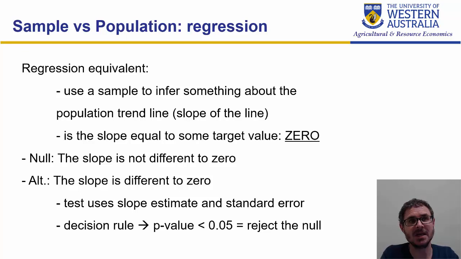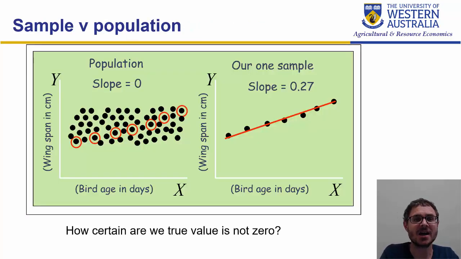So what does this mean? It means that we have a sample of data, right? We don't observe the whole population. We have one sample of data. From that sample of data, we're going to fit a trend line. The trend line we fit is going to be the line that minimizes the sum of the squared error terms.